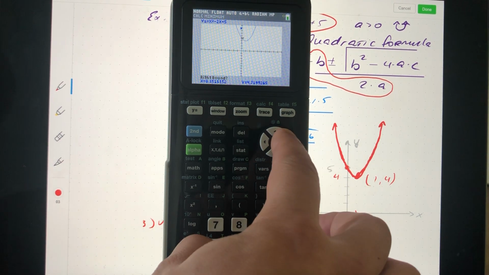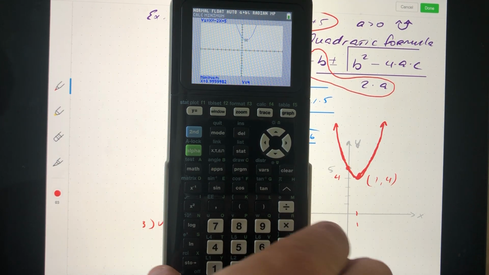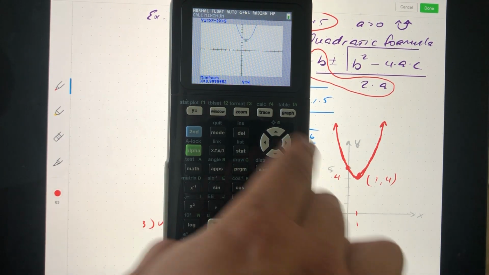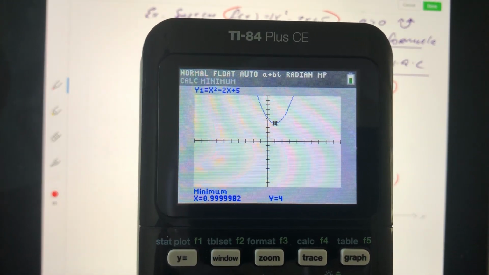So here once again is the vertex, and it's 0.99, which is 1, so (1, 4) is the vertex, and that's exactly the same sketch.